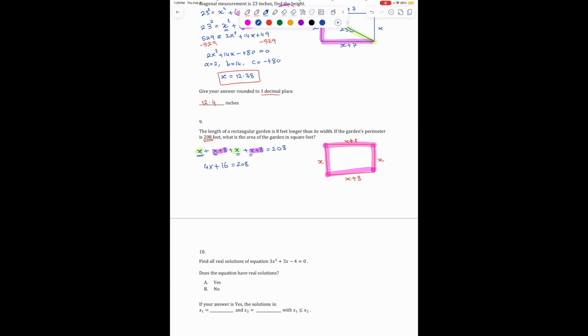I will solve this equation. First, I'm going to subtract 16. So I will get 4x equals 192. Divide both sides by 4. You will end up with x equals 48. So that is the width. Now to find the length, I know the length is equal to x plus 8. So the length is going to be 48 plus 8, which is 56.